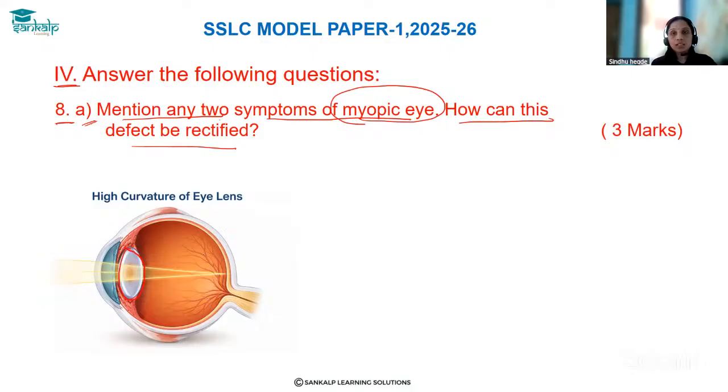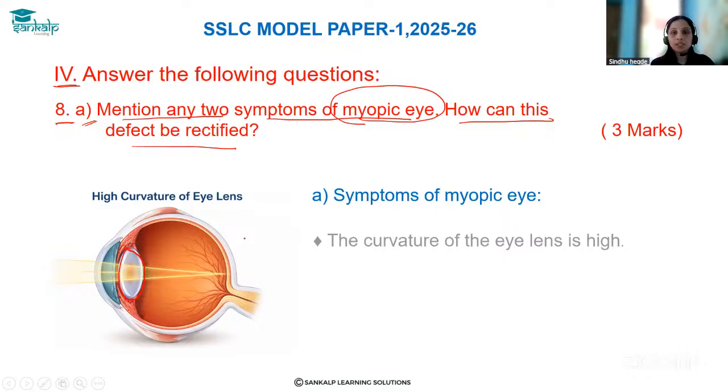So the first symptom of myopic eye is that the curvature of the eye lens is very high. This is the lens. If a person has a myopic eye, the curvature of the eye lens is very high. Curvature is nothing but this. It is very high. That is the symptom of myopic eye.